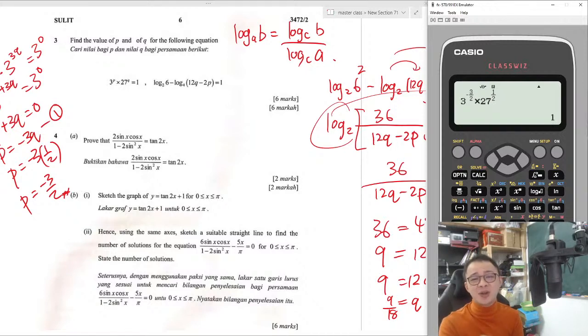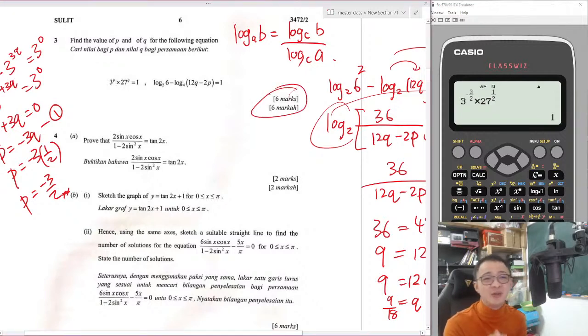So for this kind of question, right, I will ask my students, you must type back into the calculator to double check your answer P and Q, which is 6 marks. I don't think you want to lose the 6 marks in SPM, which is very important. So make sure you don't make the mistake.